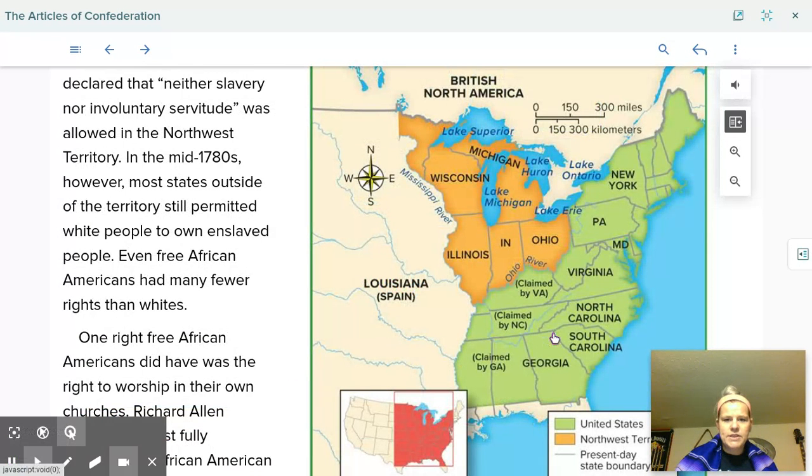All right, so again, let's look at this map, and it shows that the United States was in green, and then the Northwest Territory, remember everything north of the Ohio River, so up north of the Ohio River and east of the Mississippi River, was the Northwest Territory.